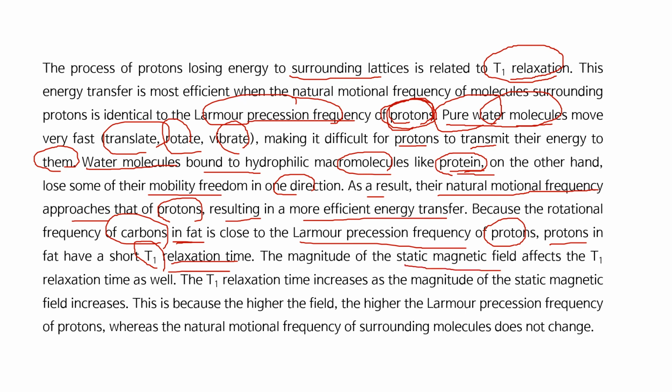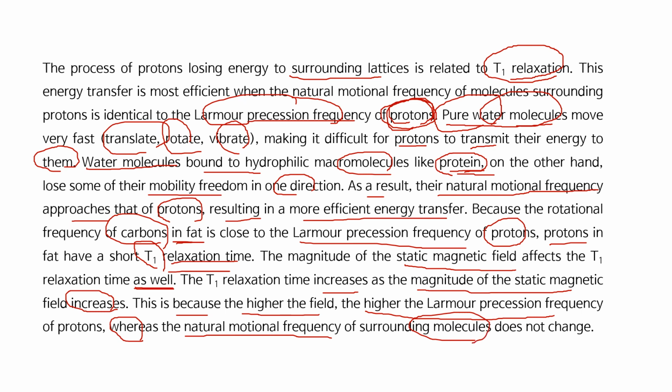The magnitude of the static magnetic field affects the T1 relaxation time as well. The T1 relaxation time increases as the magnitude of the static magnetic field increases. This is because the higher the field, the higher the Larmor precession frequency of protons, whereas the natural motional frequency of surrounding molecules does not change. So in the high field, the protons have difficulty giving off their energy to the surrounding molecules. Therefore, the T1 relaxation time in the high field is long.